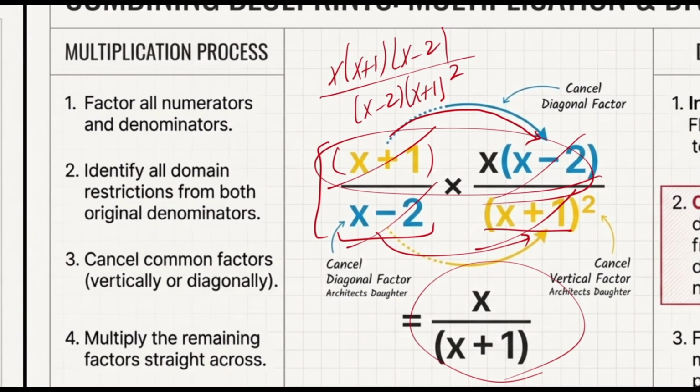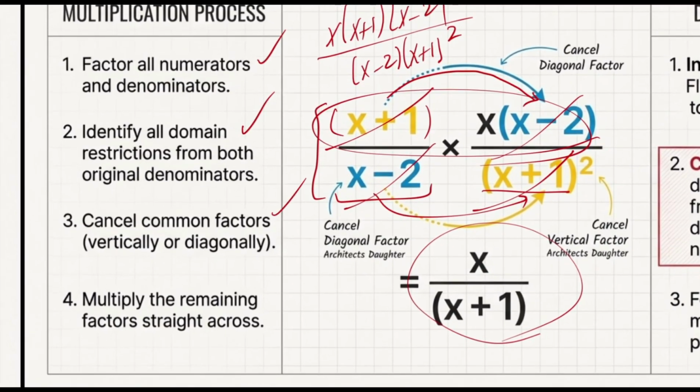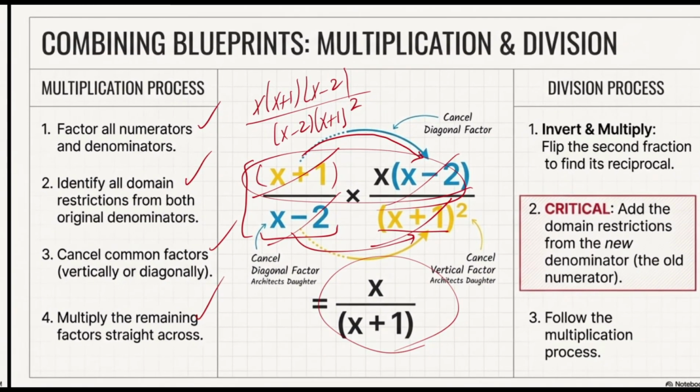So if I'm going to simplify that one, first of all, factor all of the numerators and denominators like the way they did. Identify all domains. Again, domains is the second step and a very important step. Cancel the common factor and multiply the remaining factors just like the way it was.